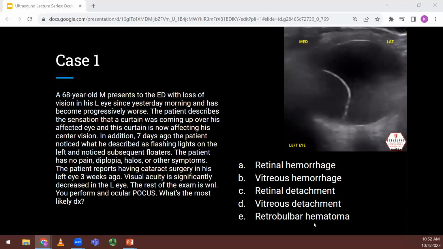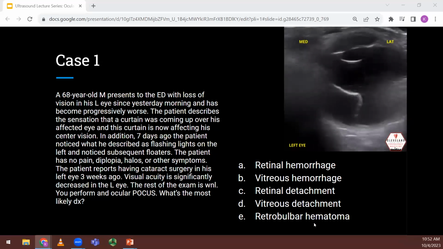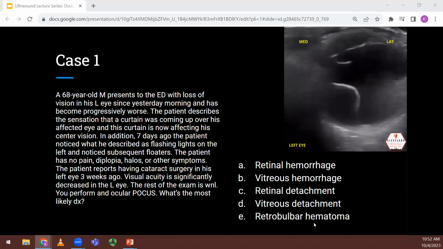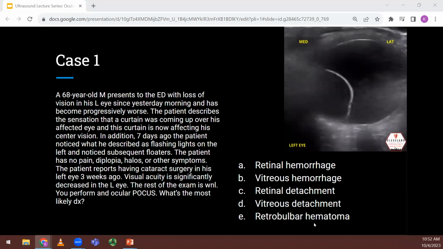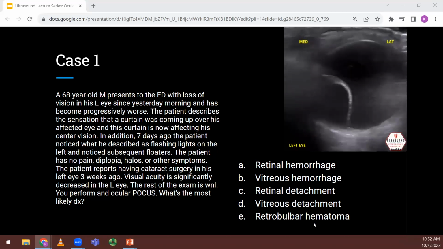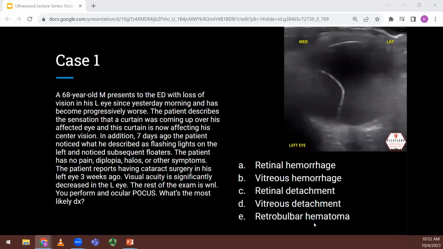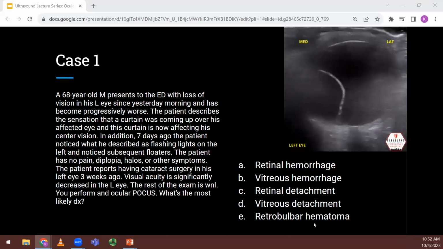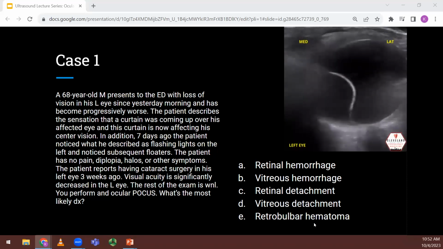What are we seeing over here? Just by raising hands. A, retinal hemorrhage. B, vitreous hemorrhage. C, retinal detachment. D, vitreous detachment. E, retrobulbar hematoma. Okay, so I saw most people raise for retinal detachment and some people vitreous detachment, which is okay because they look very similar on ultrasound.